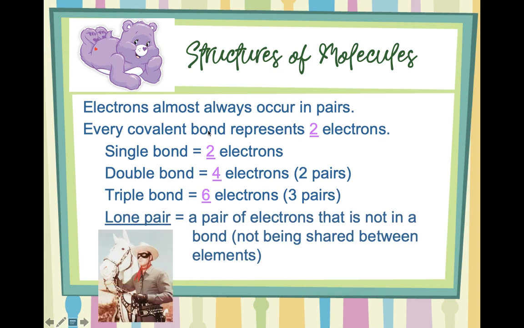And then again, that definition of lone pair: a pair of electrons that is not in a bond. It's not being shared between elements, it's just being attracted by one of the nuclei in that molecule. Okay, so that's some straightforward information about looking at the structure of a molecule.